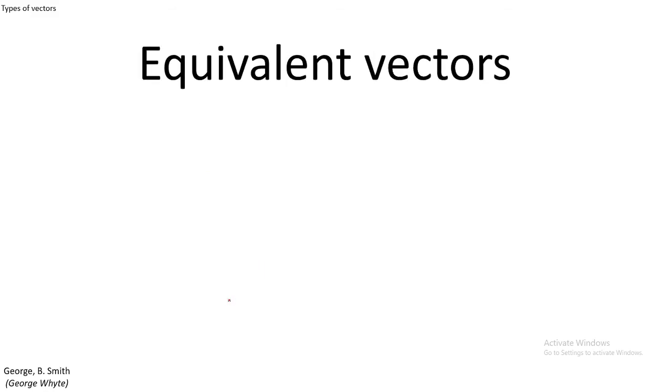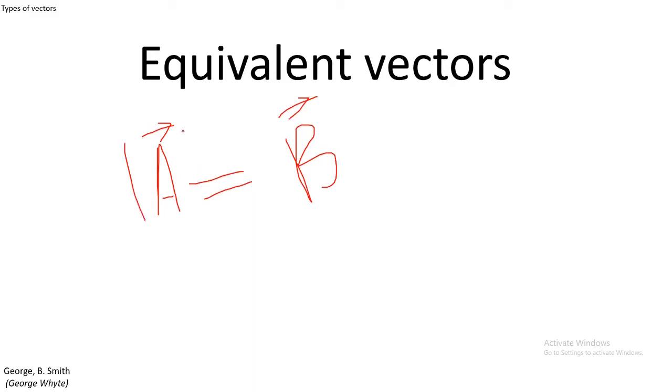Another we have are what you call equivalent vectors. Now generally when you talk about equivalent vectors, they are vectors having equal magnitudes. They may not be equal in values, but they have equal magnitude. So if I have a vector A and a vector B, these two vectors are going to be equivalent vectors if the magnitude of A is equal to the magnitude of B. So once they have the same magnitude, we call them equivalent vectors.